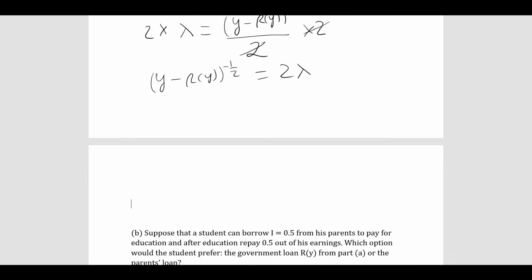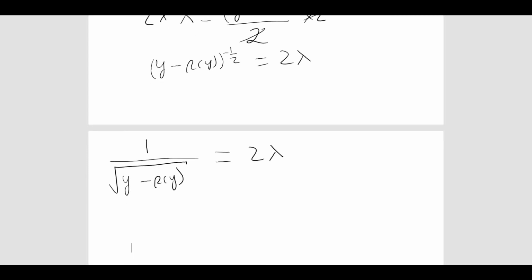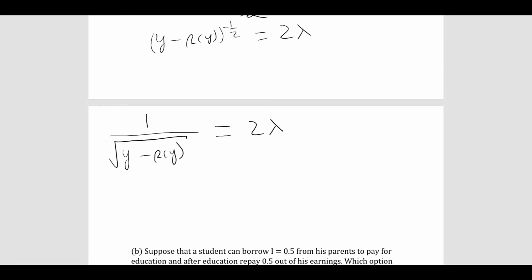Now, if we remember from a previous video, when I have a minus power, it means reciprocal, 1 over, and a power of a half means square root. So the left-hand side is 1 over the square root of y minus r of y, and that still equals 2 lambda. Right, what I'm going to do now is bring this root y minus r of y up to the right. I'm going to multiply both sides by that bottom of the fraction to give me 1 is equal to 2 lambda root y minus r of y.